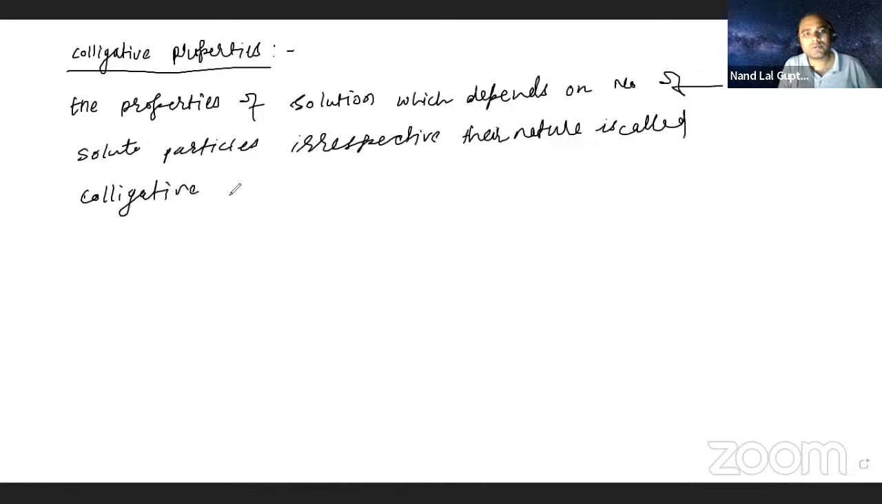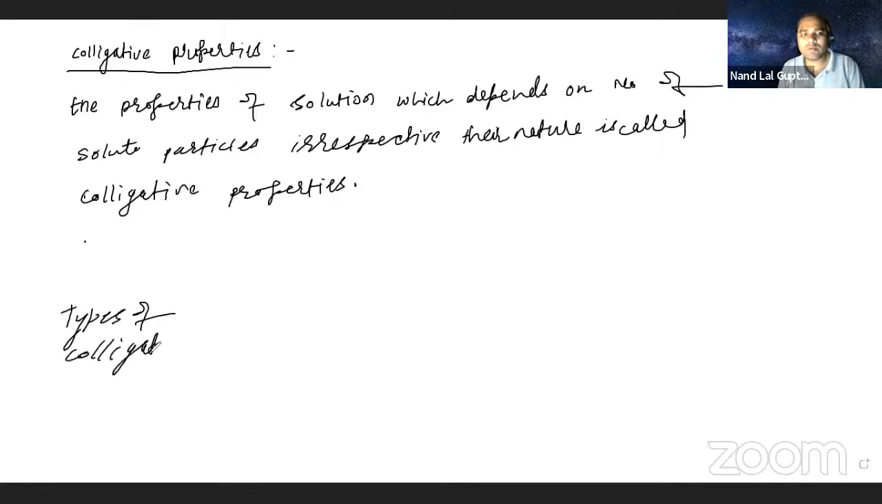So these things you have to understand. That is, they are not going to depend on the nature. They can be more, they can be less, but they are depending on the number of solute particles. What are the types? If I go for the types of colligative properties. And why do we study colligative properties? That we get to know. So first of all, you try to understand the colligative types.